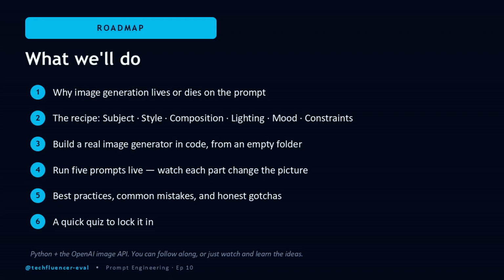Here's the plan. First, why image generation completely lives or dies on the prompt. Then the recipe, the 6 parts that go into a strong one. Then we build a real generator in code and run 5 prompts live, so you can watch each part change the picture. We finish with best practices, the mistakes to dodge, and a quick quiz to lock it all in.